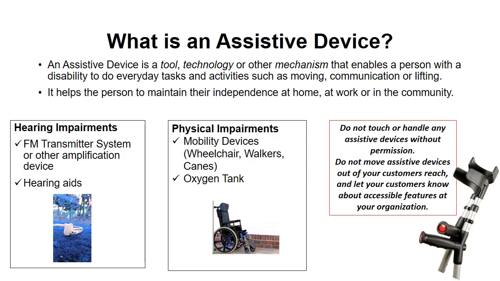What is an assistive device? An assistive device is a tool, technology, or other mechanism that enables a person with a disability to do everyday tasks and activities such as moving, communicating, or lifting. It helps the person to maintain their independence at home, at work, or in the community. Do not touch or handle any assistive devices without permission. Do not move assistive devices out of your customer's reach, and let your customers know about accessible features at your organization. Some examples of assistive devices include FM transmitter systems or amplification devices, hearing aids, mobility devices such as wheelchairs, walkers, or canes, and oxygen tanks.